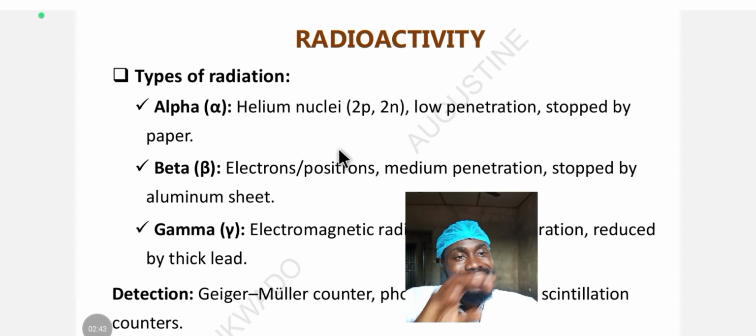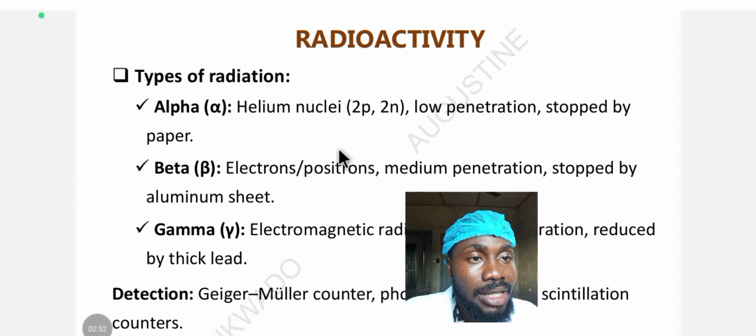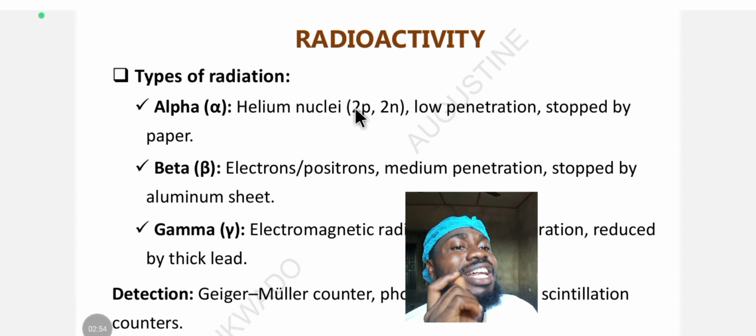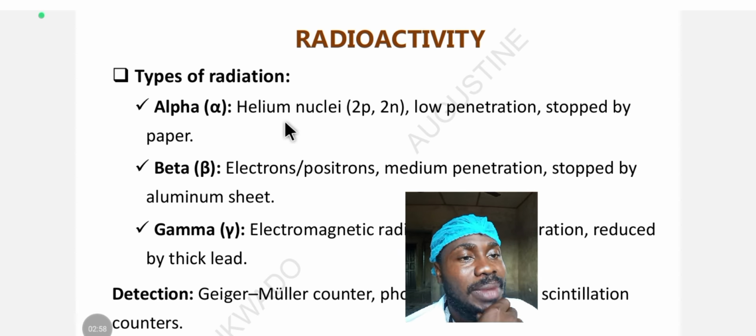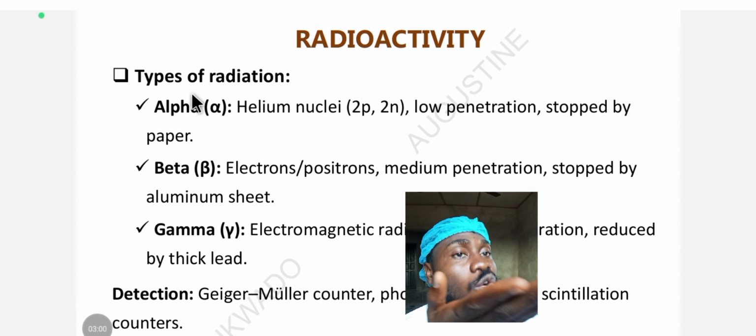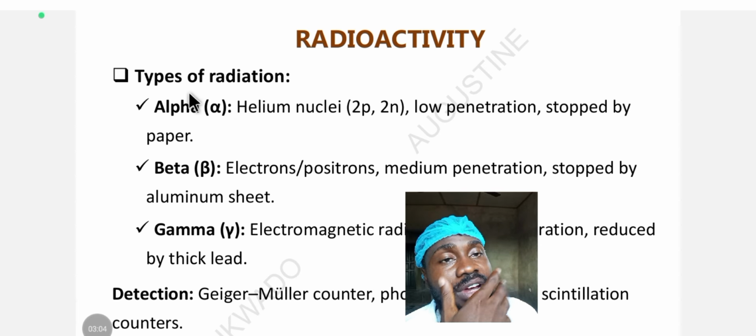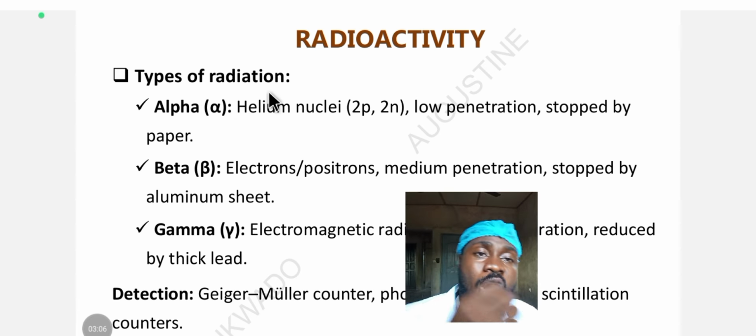It is natural. When you say spontaneous, it's natural. It's not enhanced. It occurs naturally. That's why I say a spontaneous emission of radioactive particles by a radioactive element. So such an element that undergoes radioactivity is termed a radioactive element. So what are the types of radiation?